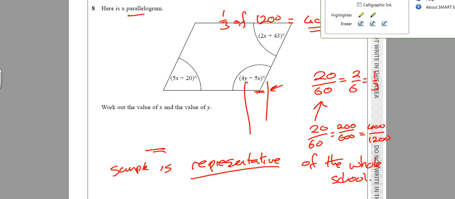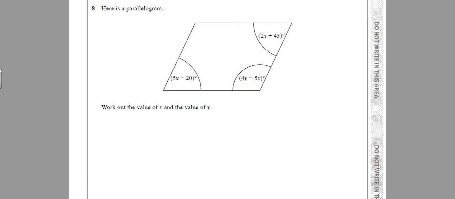Okay, now these questions appear every single time. They've been in every other paper as well. So what we've got to do is we've got some algebra and we've got it within a shape. So there's always going to be a shape on your exam paper, and there's always going to be some algebra there. So in that case, what you want to get is something equals something.